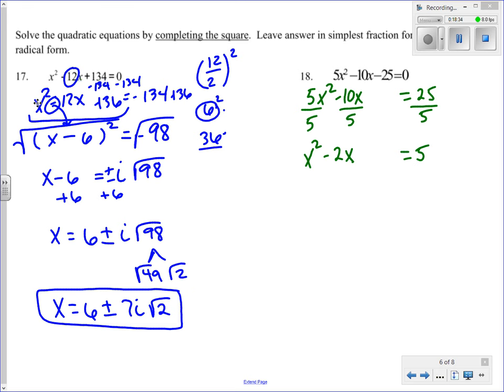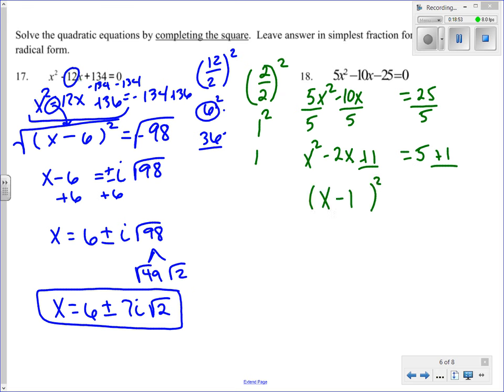Okay, now we're going to take our b over 2 squared. So we'll have 2 over 2 squared. That's 1 squared, which is 1. So we're going to add 1 to both sides. If it helps you, put the lines there so you know to add it to both sides. We're going to factor.